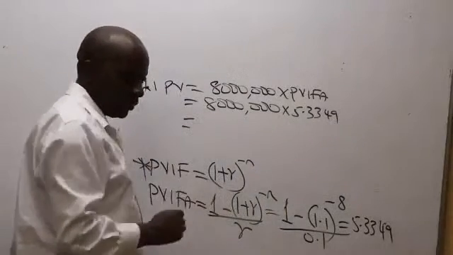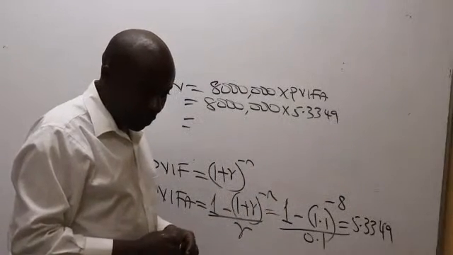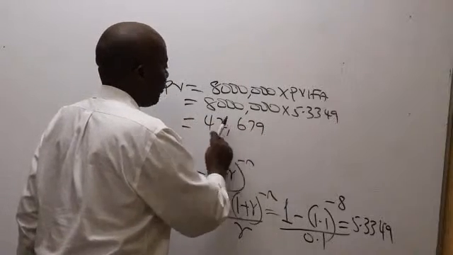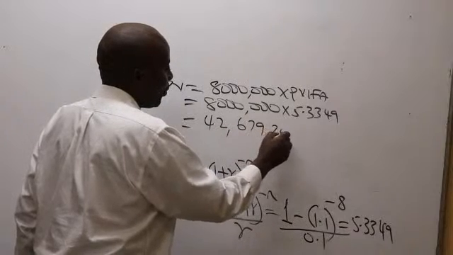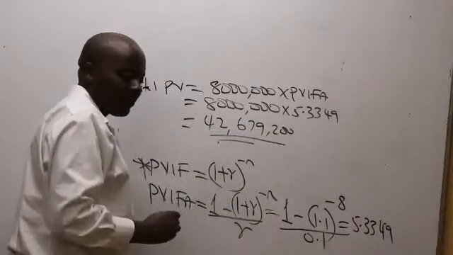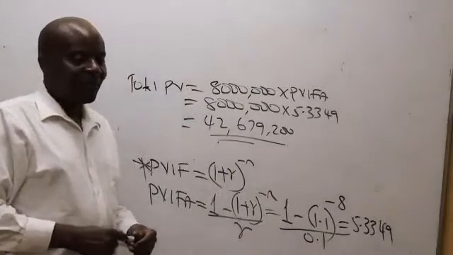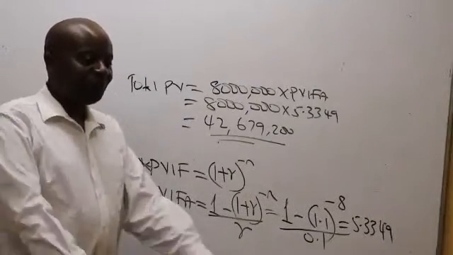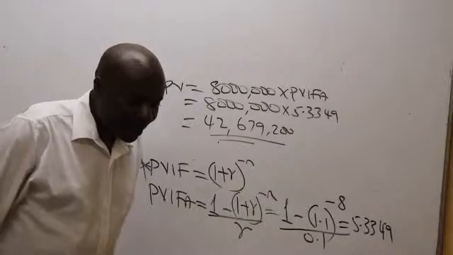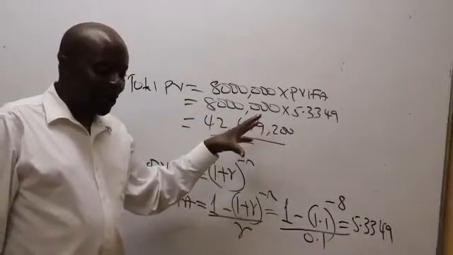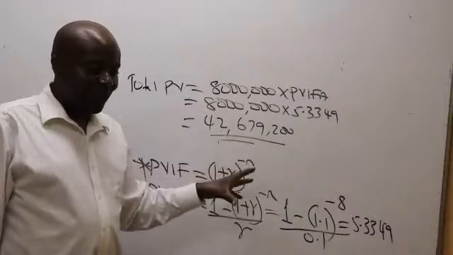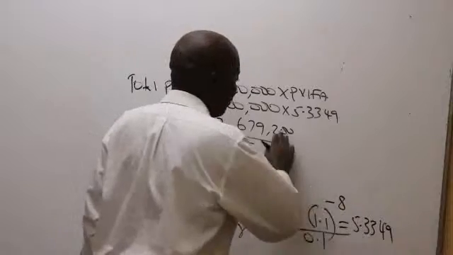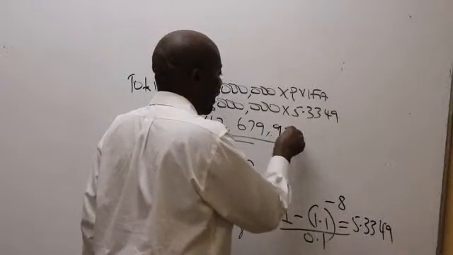Is there somebody who can give me this figure? 42,679,200 Kenyan shillings. Is there somebody who can confirm this figure? 42,679,200. No problem, those are rounding-off errors. They are accepted. But I will go for the Chelsea figure because Chelsea used exactly the figure that I have here. So this one for sure will be 920.